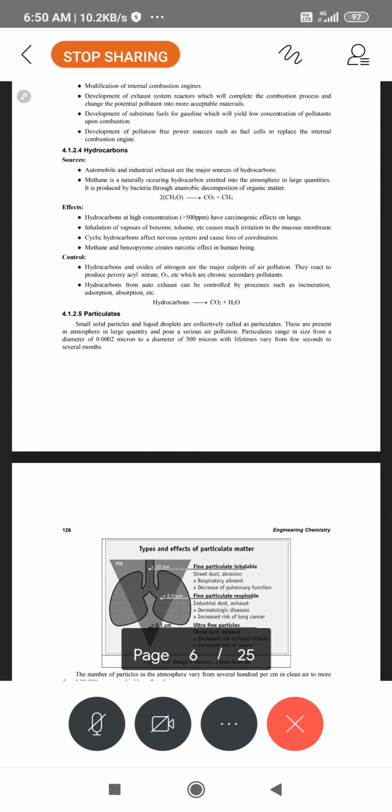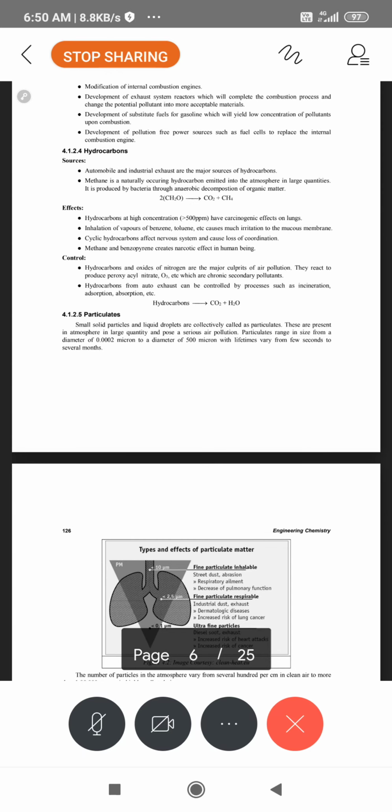When the unburnt hydrocarbons enter, they are highly reactive. They can cause a number of diseases, skin cancer, all those things. They will go into the lungs. So for that, what we are doing is, before they enter, we can check the sources.